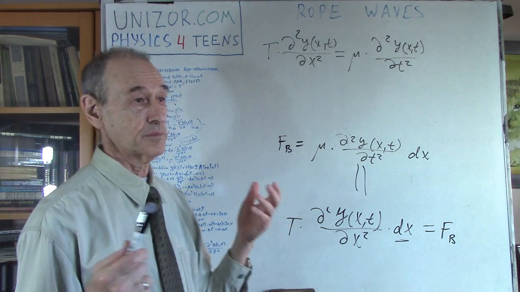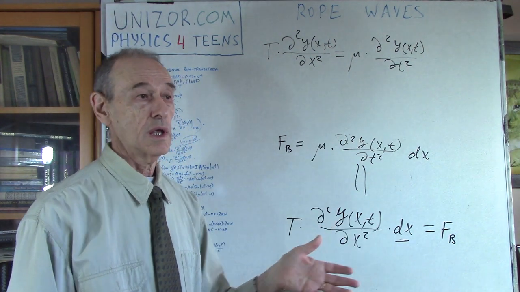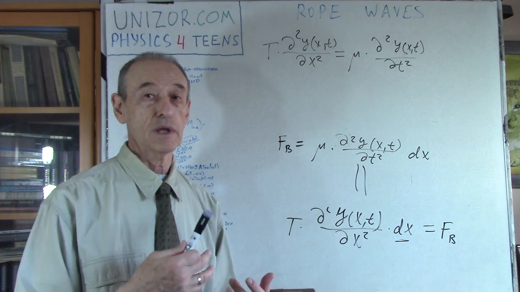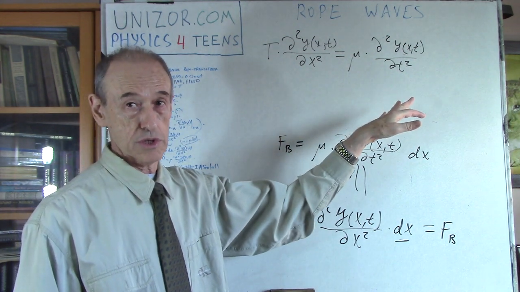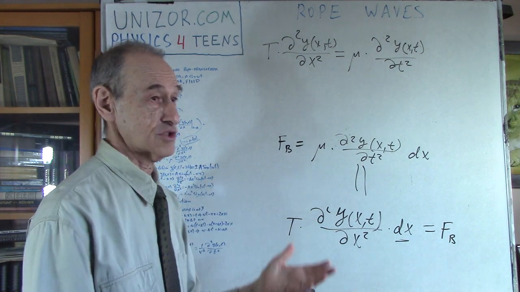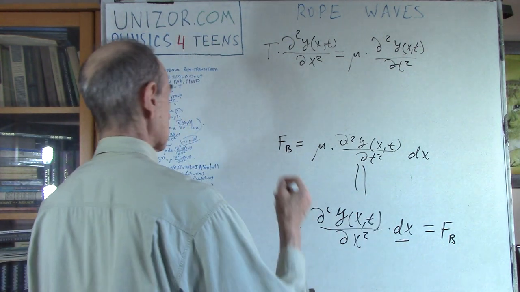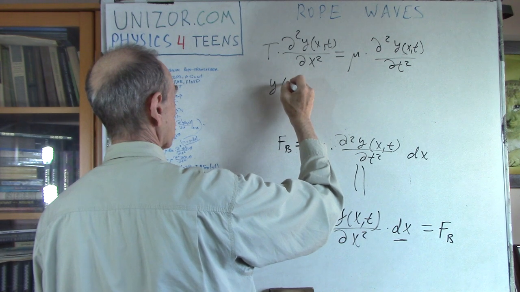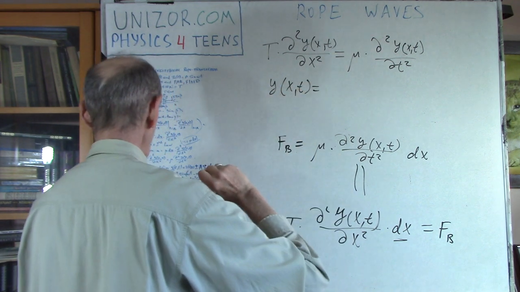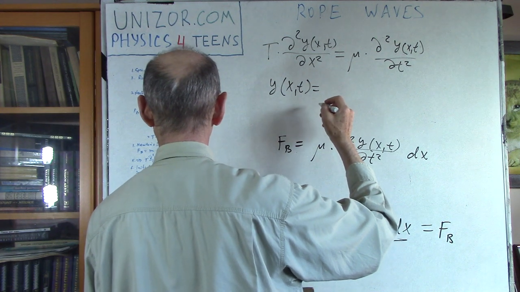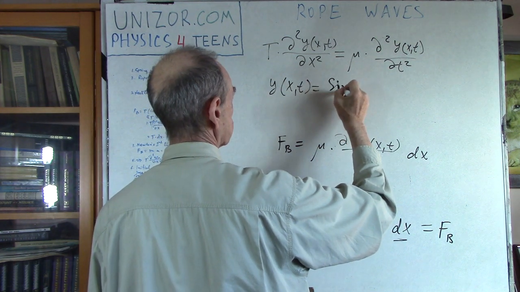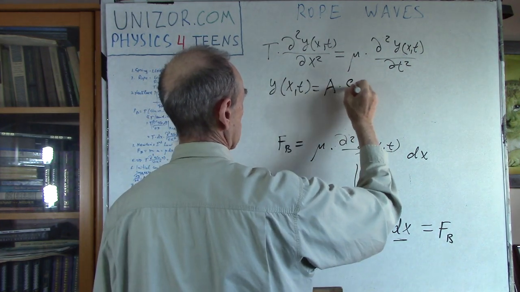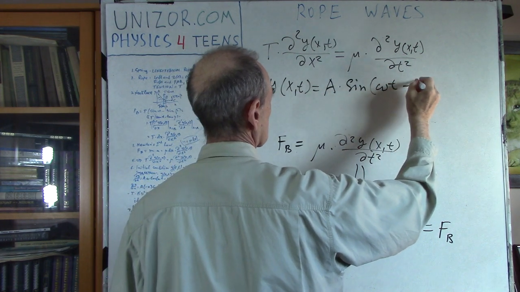And we are now talking about a differential equation, which means we need some initial conditions. Initial conditions determine the solution, because there are many different solutions to these differential equations. And again, I can suggest the solution to this differential equation in the following form: y of x comma t is equal to A times sine of omega t minus kx.